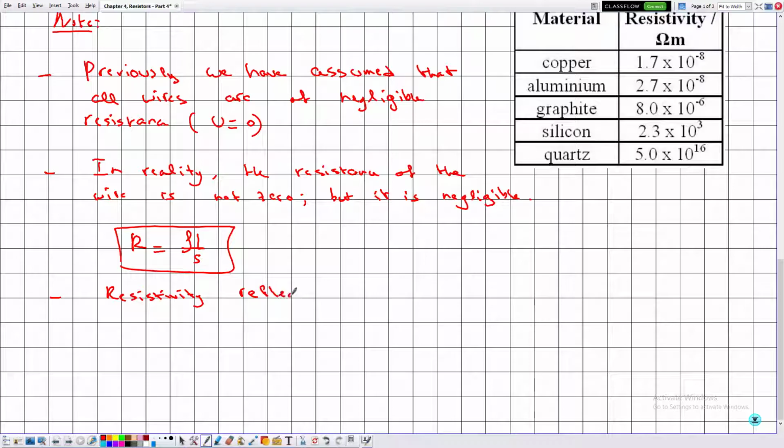Reflects the ability to conduct current. Okay.